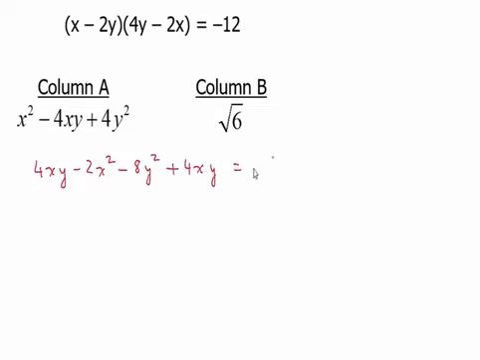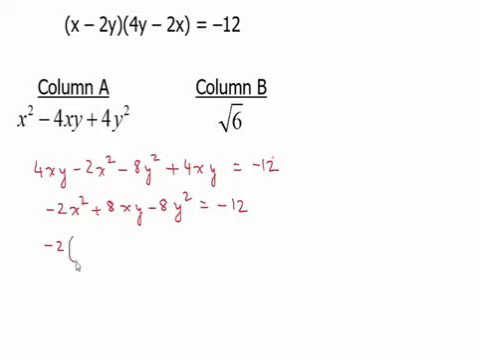We have this equal to negative 12. Let's combine the like terms. We have negative 2x squared. 4xy plus 4xy is 8xy. So plus 8xy minus 8y squared is equal to negative 12. Now we see that we have an x squared over here and a negative 2x squared over here. And we can also see that all these terms have 2 or negative 2 as a common factor. So we can take out a negative 2 as a common factor.